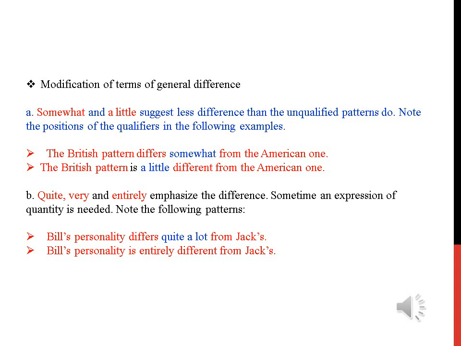Modification of terms of general difference. A. Somewhat and a little suggest less difference than the unqualified patterns do. Note the positions of the qualifiers in the following examples. Example, the British pattern differs somewhat from the American one. Example, the British pattern is a little different from the American one.